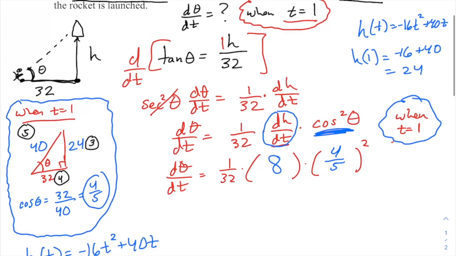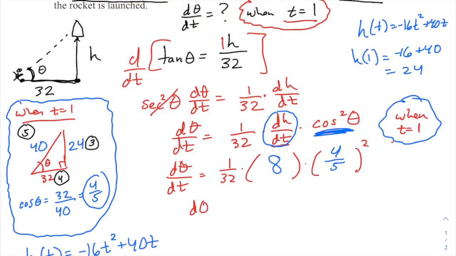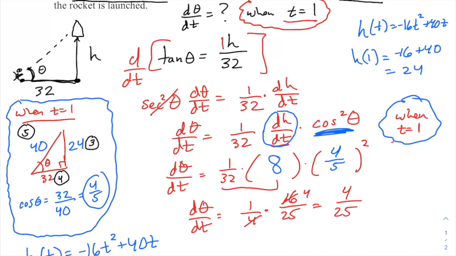The cosine of theta is 4/5. And now it's just a matter of multiplying it all out, simplifying. Notice I haven't used any calculator to do any of this. This is pretty basic stuff here. 1/32 times 8 is 1/4, times 4/5 squared is 16 over 25, where you could have canceled one of those 4's, leaving you with 4 over 25.